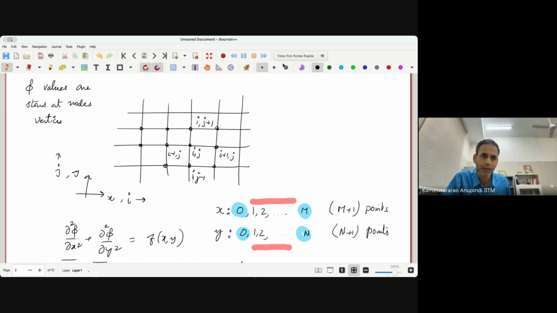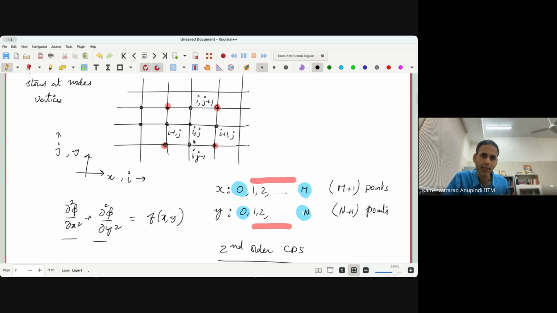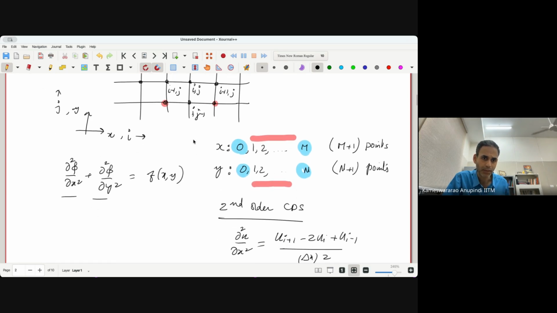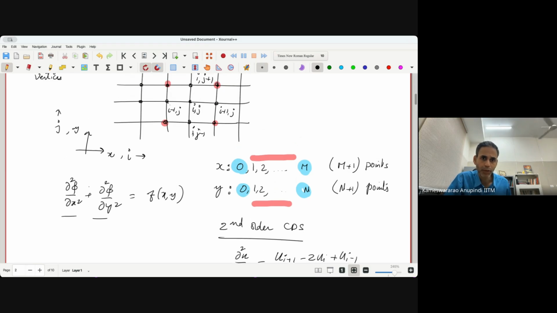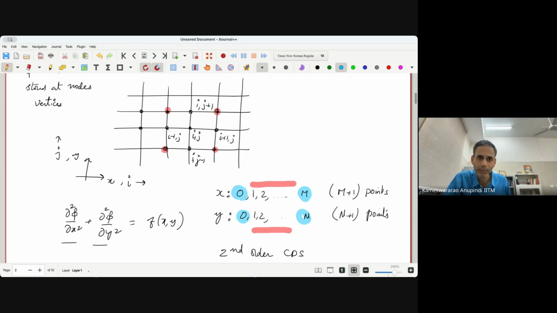Of course, we also have these corner points, which are i plus 1j plus 1, i minus 1j plus 1, i minus 1j minus 1, and i plus 1j minus 1. But then we realize that, as we see, the corner points do not enter the formulation in the finite difference method. So that's what we will see when we use this kind of a thing here. We will only be dependent on these green points, which are basically i plus 1, i minus 1, j plus 1, j minus 1.